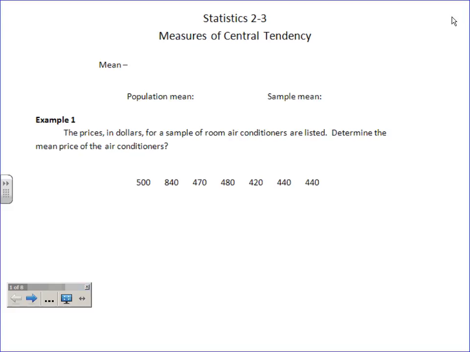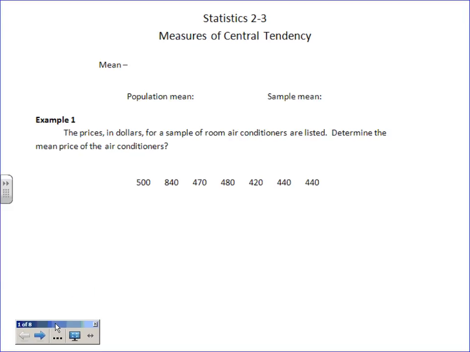A lot of the words that we're going to have today, you already know what they mean. They're just going to be given some different symbols to work with them. For example, the measures of central tendency, you know those three already. It's the three M's: mean, median, and mode. It's not that hard.